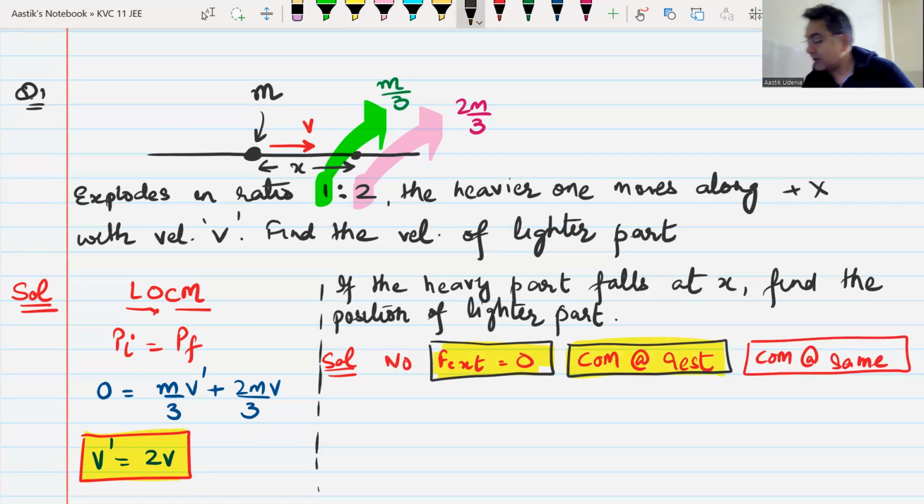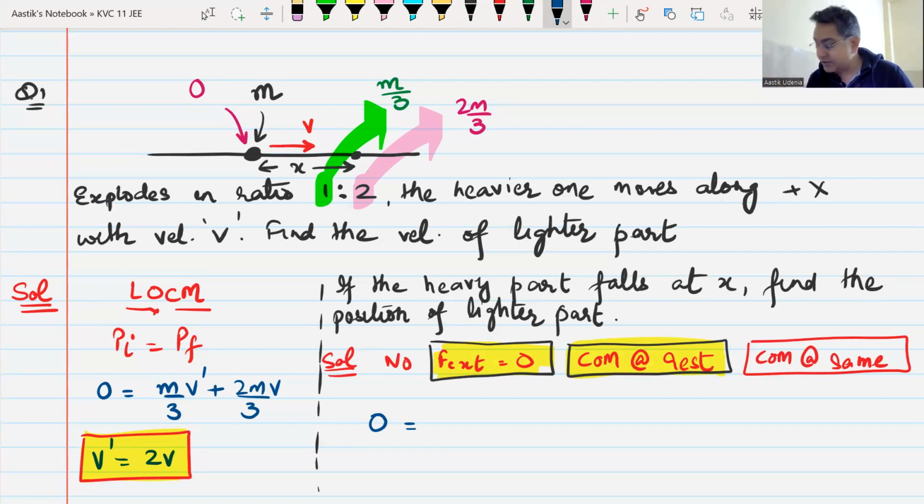There is no force acting on the body. Initially, the system was at rest. Finally, also the system has to remain at rest. The center of mass will remain at the same position. I can call this position the origin. So the initial center of mass of the system was at origin O. The final center of mass of the system should also remain at the origin.